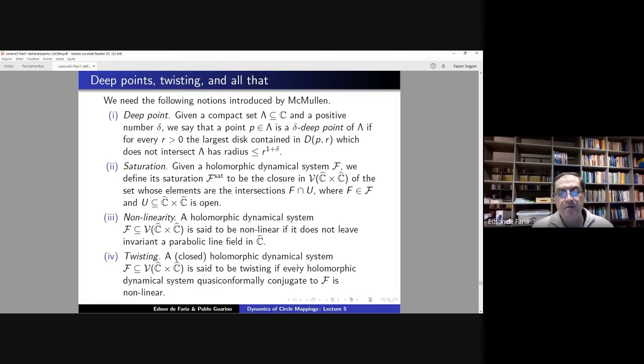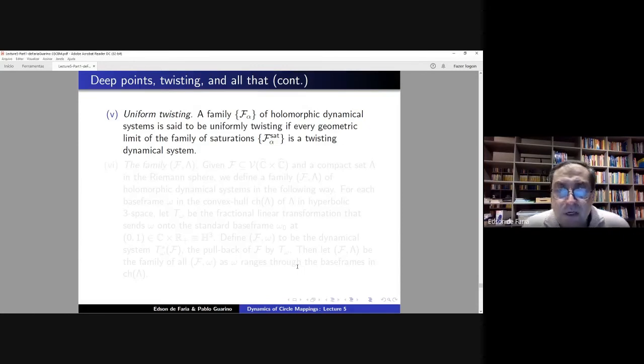So when this happens, it says that the system is twisting. Uniform twisting is a concept that refers to a family of holomorphic dynamical systems. So now you don't have a single system, you have a family of holomorphic dynamical systems. And for these to be uniformly twisting, if you take all possible geometric limits of this family and take the saturations of these, then what you get is a twisting system, a system which is quintessentially nonlinear.